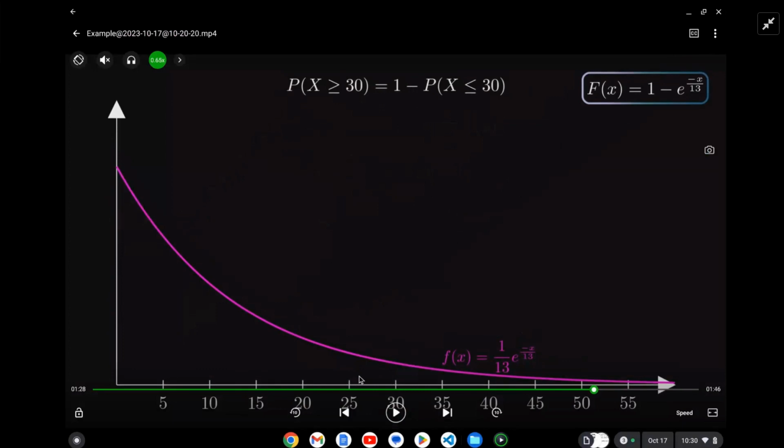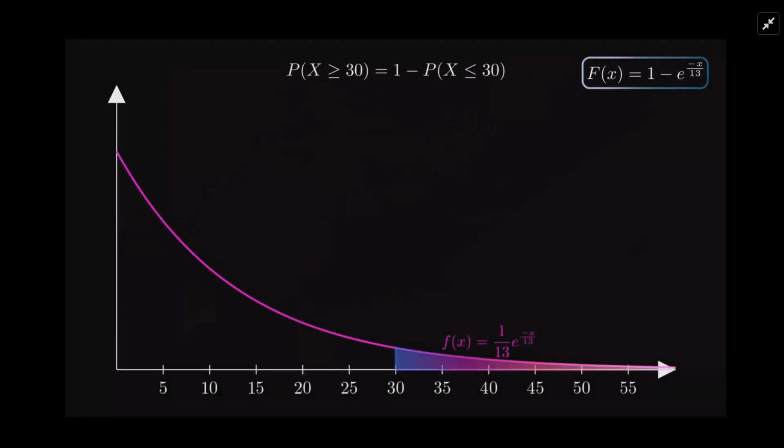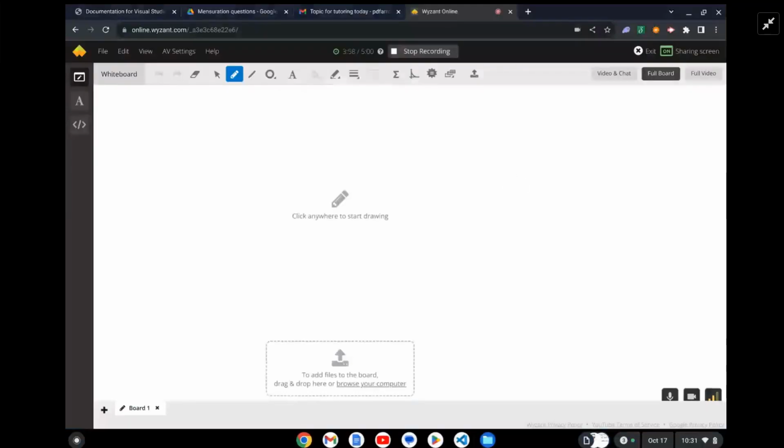Okay, so that would be all the area to the left. If I take 1 minus that, I'm left with what we are looking for, which is that area. Okay, so 1 minus the probability that x is less than 30. And we just calculate that, and we get that small probability as expected. All right, so that's how to calculate probabilities on an exponential distribution.